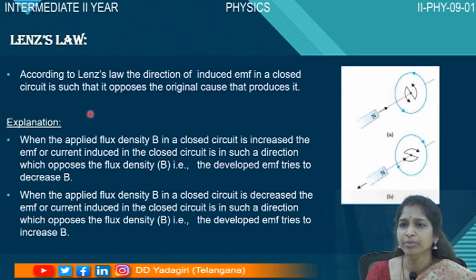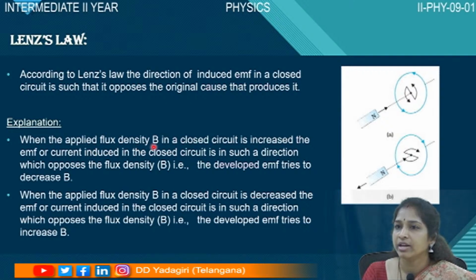So according to Lenz's law, when the applied flux density in a closed circuit is increased, if there is an increase in the magnetic flux, according to Faraday's law, EMF or current is induced in the closed circuit. And the direction of that EMF is in such a direction that it opposes the flux density. So here there is an increase in the flux, so this EMF tries to decrease the flux, which is the magnetic flux density denoted by B.